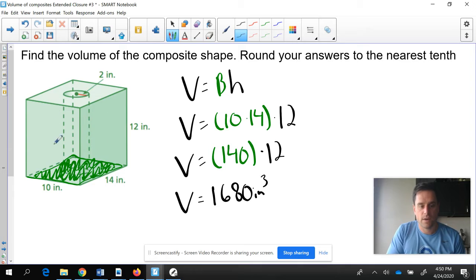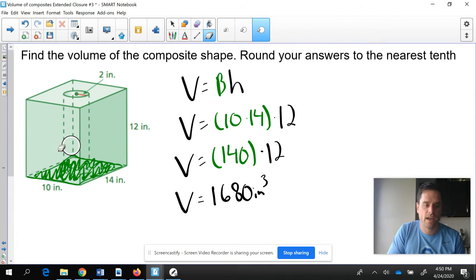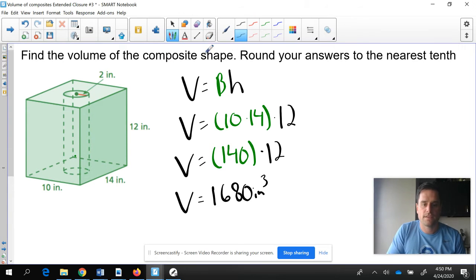Again, this is not going to be our answer because we just found the volume of the entire rectangular prism. Now we have to find the volume of the cylinder, and we have to subtract. We have to take that out. Think of it like a giant drill, drilling that giant hole in there. That's kind of what we did here.